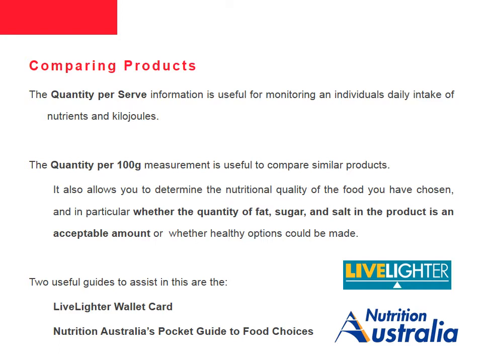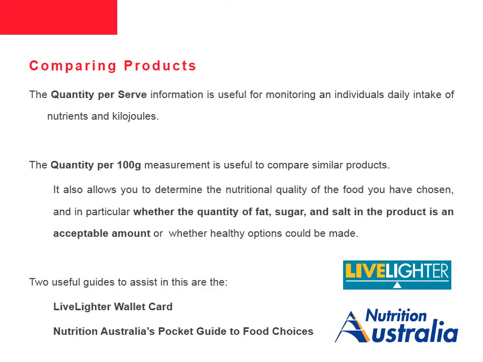The quantity per serve information is useful if you are monitoring your daily intake of kilojoules or certain nutrients. However, it is the quantity per 100 gram measurement that is most helpful. This measurement is useful to compare similar products in the supermarket. For example, by using the information in the per 100 gram column, you could find out which of the 2 yogurts contained the most calcium.